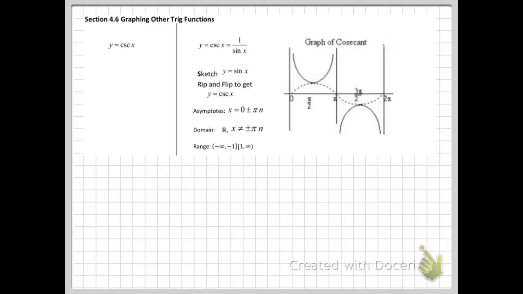Okay, we are going to graph cosecant. Remember, cosecant is the reciprocal, 1 over sine. So the first thing you're going to do is graph sine x, and that's what's represented here with this dotted line. That would be your sine x curve. You're going to do any transformations that you need to do to sine x.